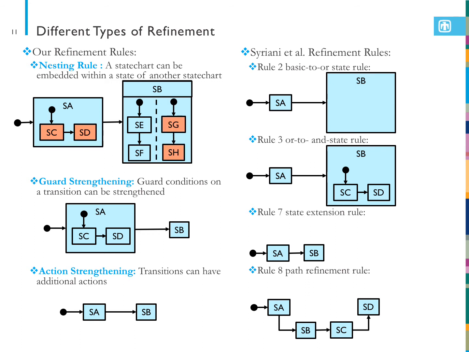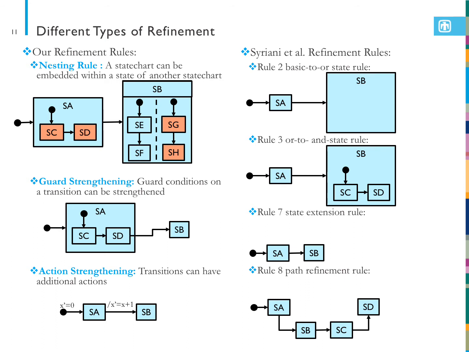Two is the guard strengthening rule, where we refine by adding guards or conditions to existing transitions. For example, the abstract transition from state SA to SB can be refined by adding the child SD to its guard. Three is the action strengthening rule, where we can take an abstract machine like the one shown here and add auxiliary variables to add conditions and actions to the transitions. These rules are the ones that we follow in our approach.